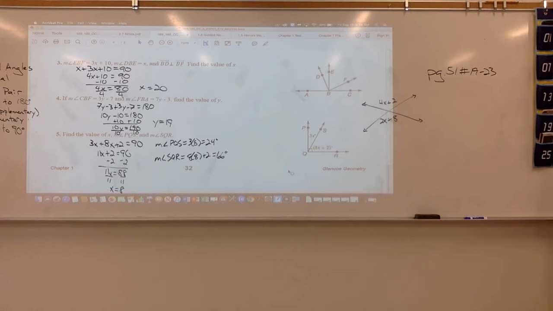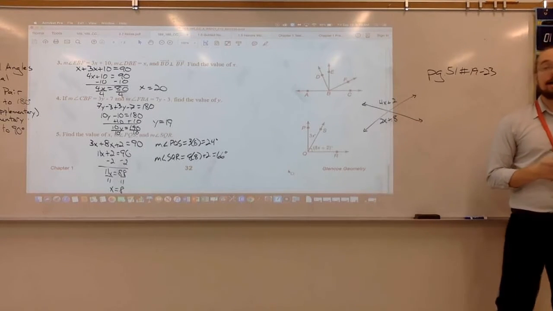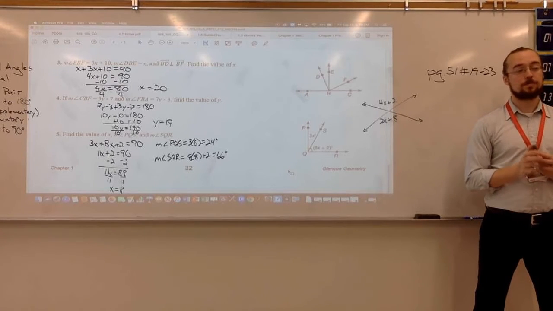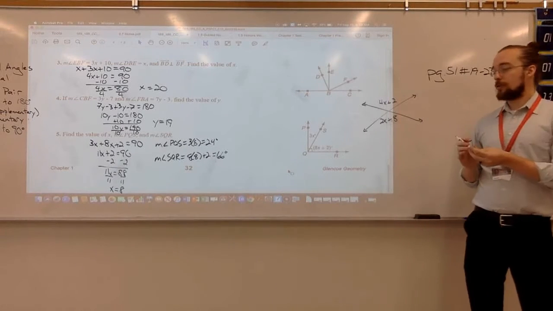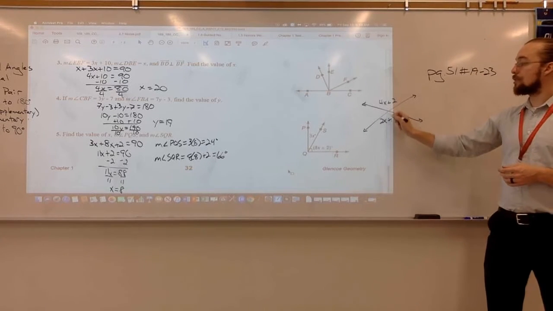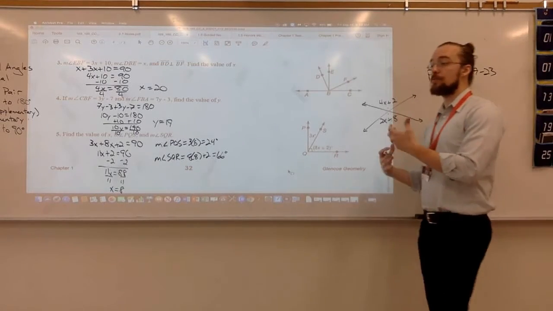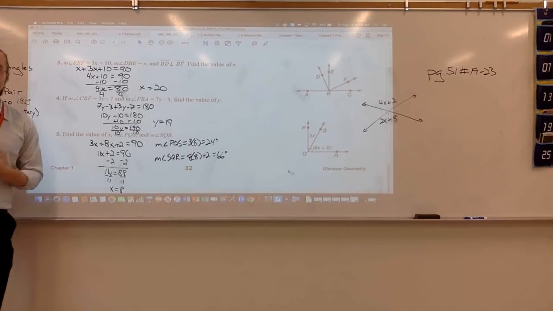What did you add? I guess first of all, what are you trying to find? x. What's yours combined? So these are vertical angles, right? Yeah. So we talked about vertical angles yesterday being right across from each other.